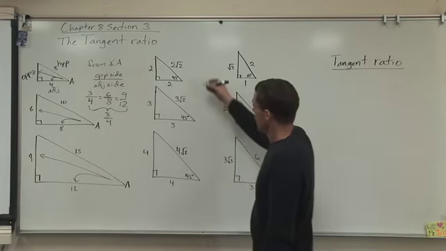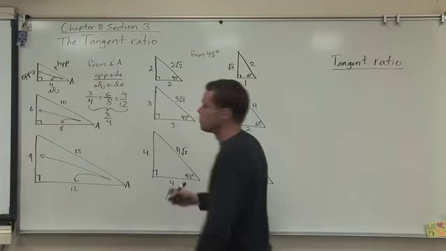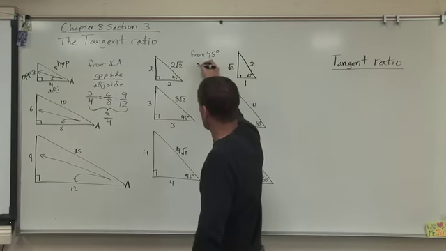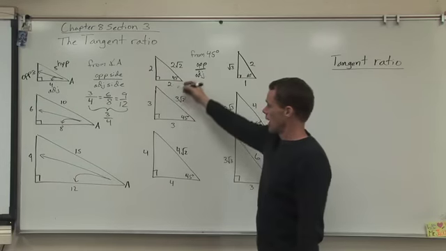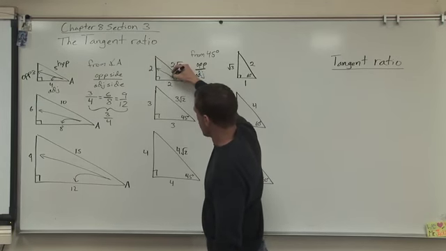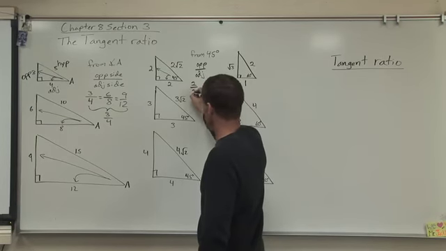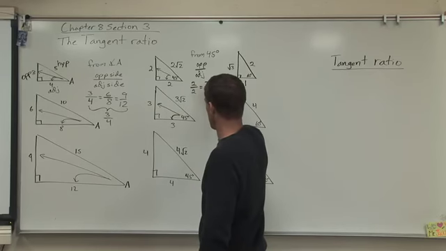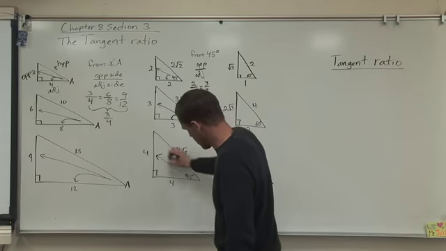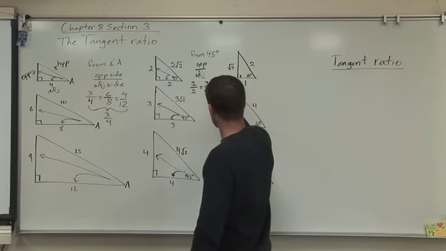Well, how about this? How about from 45 degrees? Let's look at opposite over adjacent. Okay, in this triangle, the opposite over the adjacent. So opposite is 2, adjacent is 2. So that would be 2 over 2. In this triangle, it's going to be 3 over 3. And in this triangle, it's going to be 4 over 4. Well, all of those go down to 1 over 1.